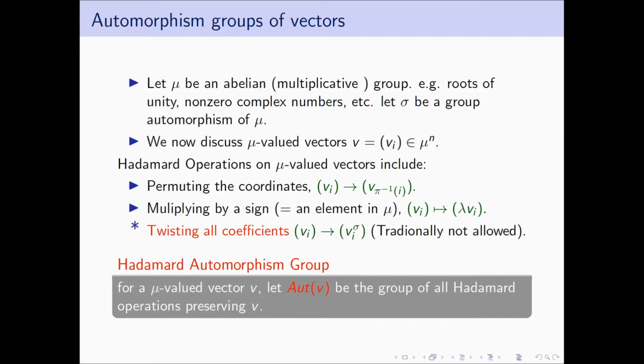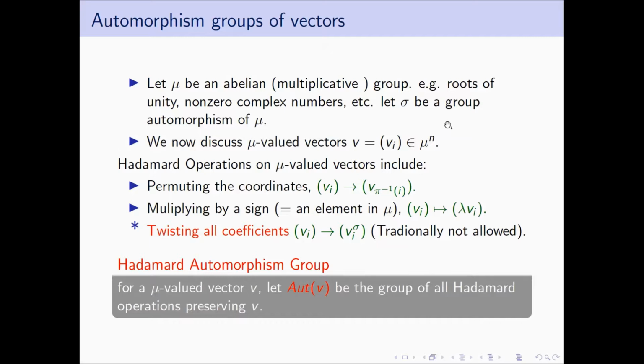It's not traditionally allowed. I was happy to hear many people spoke about complex conjugation, even yesterday and today. I don't remember the names of the people, but this would be exactly a typical type of sigma. And we would like to find, given mu and given a dimension, all the Hadamard operations on a fixed V.